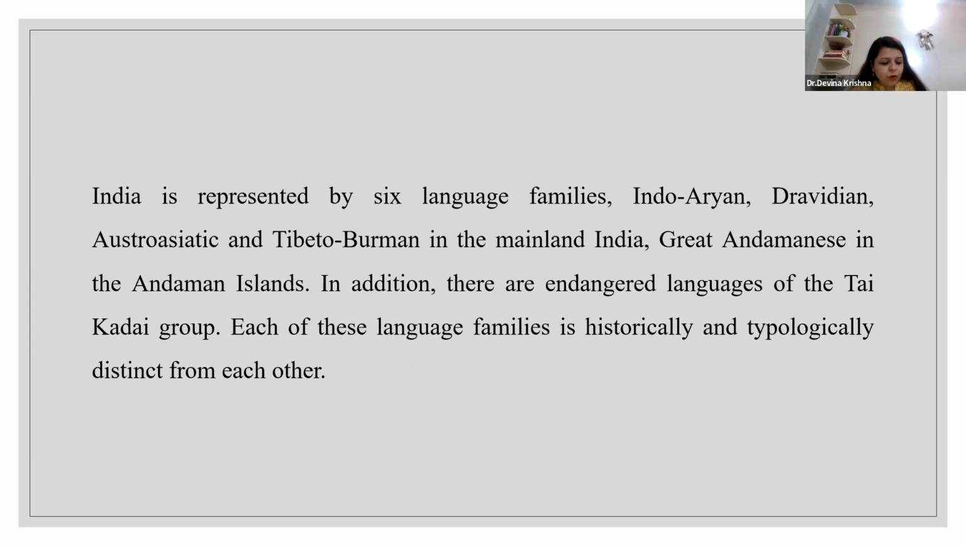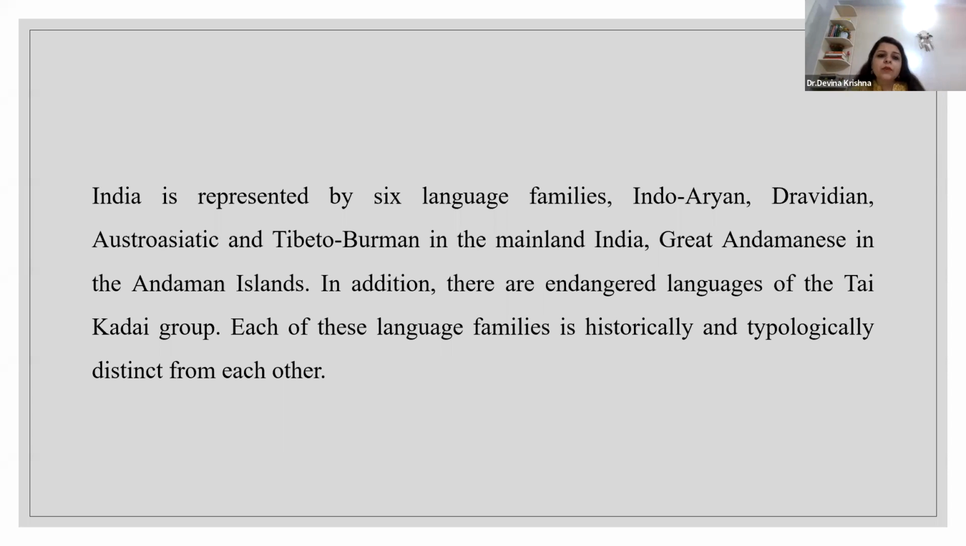Before I talk about the state of endangerment or the various levels of endangerment, in which I'm going to talk about the state of vulnerability also, which is my main topic, I would briefly throw light upon the major language families of India.